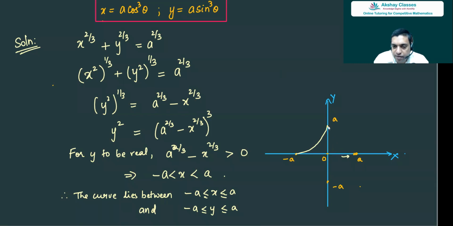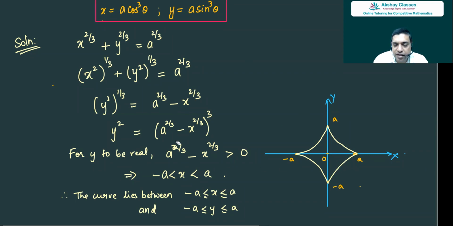That is the point A. Now it is symmetric about the x-axis, so it will be a mirror image. So this is how I have traced the curve.